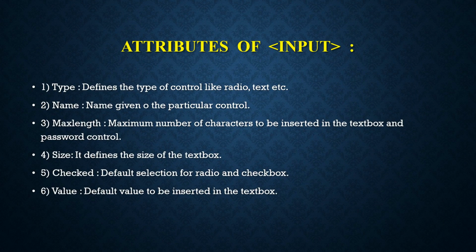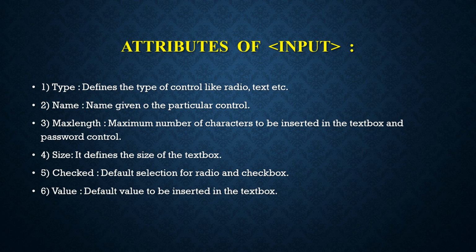Now, attributes of the input tag. The input tag is used to insert the controls of the form. There are certain attributes of the input tag, of which the first one is type, which is used to define the type of control. For example, it is a radio button, or a text box, or a select tag. So different controls you can insert with the help of the input tag. The second one is name, the name which is given to a particular control. For example, if the field name is username, then you can write the name as username.